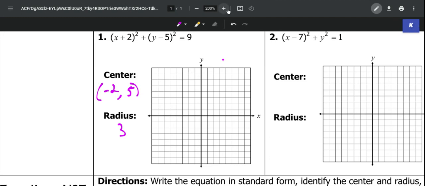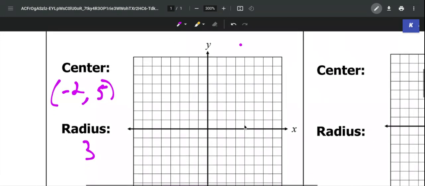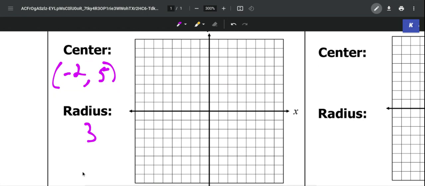So to graph these, it's very easy. The first thing you're going to do is plot your center. The center would be at negative 2, up to 5. So 1, 2, 3, 4, 5. The center would be right here. Now the radius tells you that from that center in each direction, 3 places will be the next endpoint. So all you have to do is start at the center and count up 3. So 1, 2, 3. That's one endpoint.